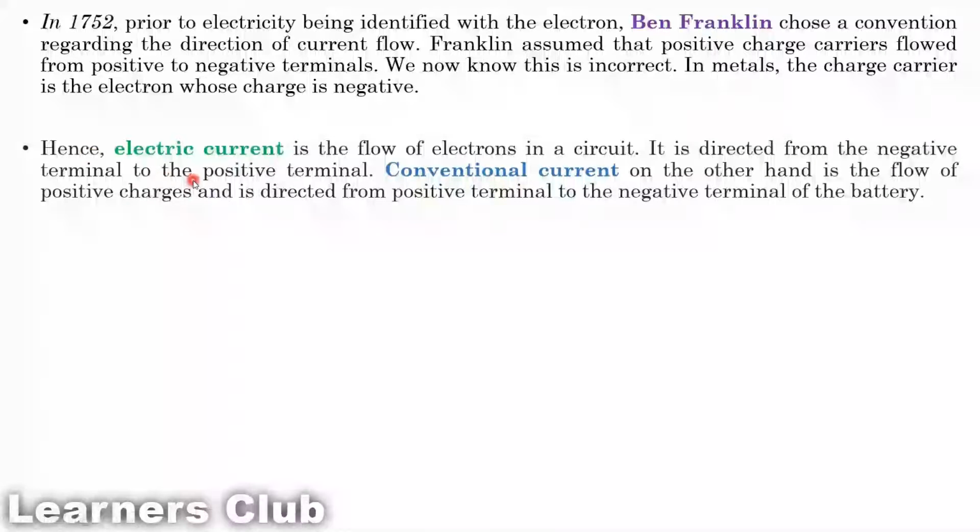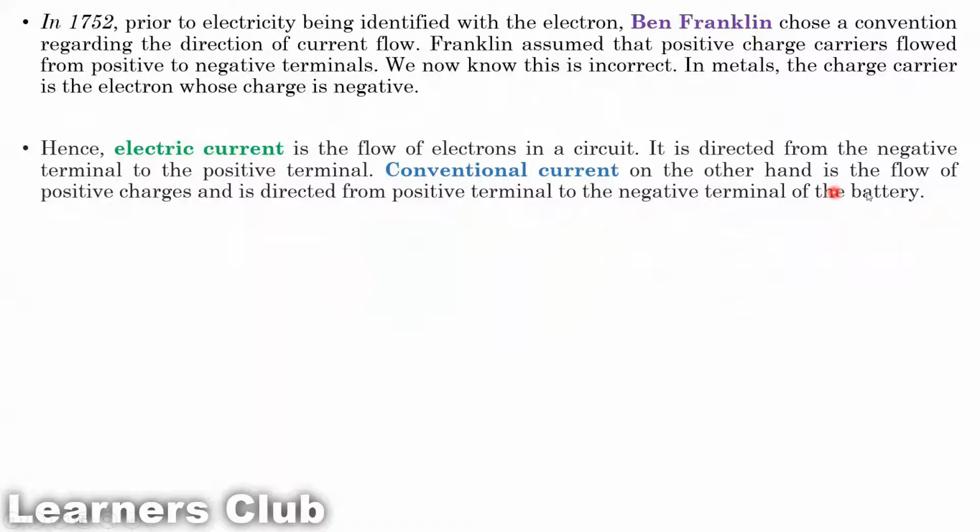Hence, electric current is the flow of electrons in a circuit. So this is a contradiction to what Ben Franklin had stated. He stated that current is a flow of positive charge from the positive terminal to the negative terminal. But that is not correct. We now know the electric current is a flow of electrons from the negative terminal towards the positive terminal.